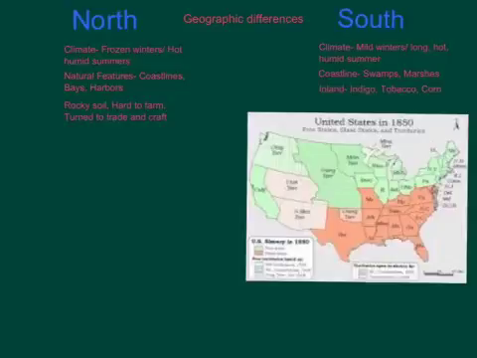The South had mild winters and long, hot, humid summers. The South also had swamps and marshes. They farmed cash crops like indigo, tobacco, and corn. These are the southern states, while up top in the green are the northern states.